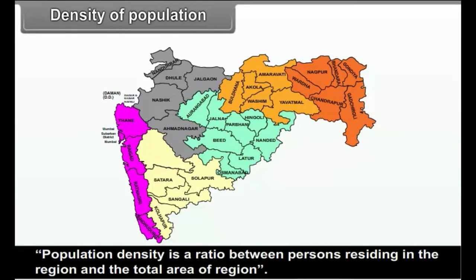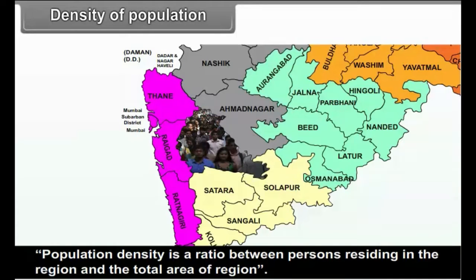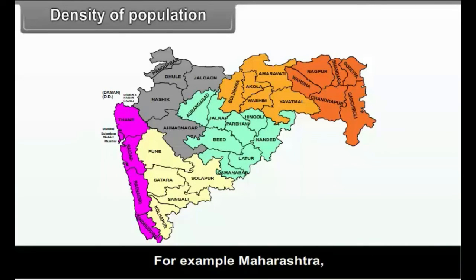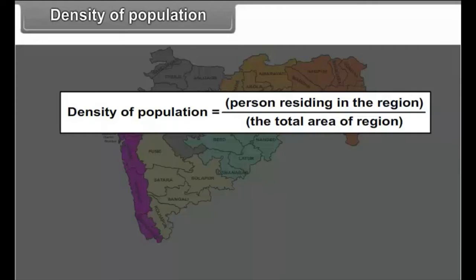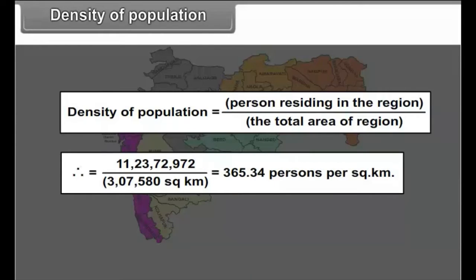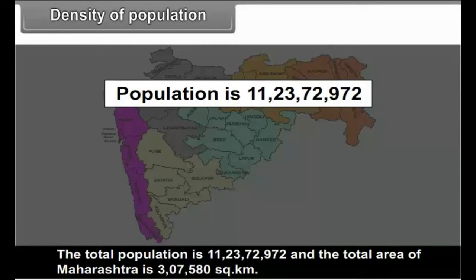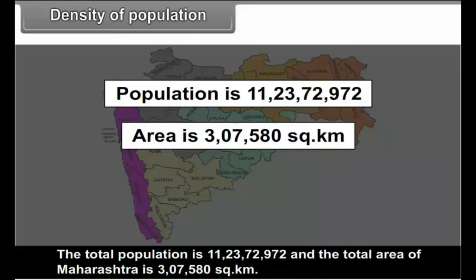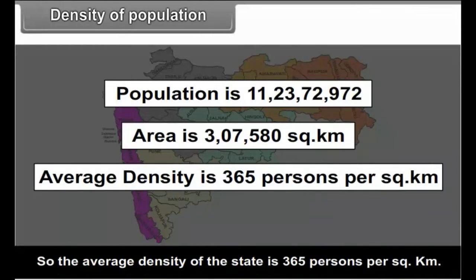7.1.1. Density of population. Population density is a ratio between persons residing in the region and the total area of the region. For example, Maharashtra. Density of population is equal to persons residing in the region upon the total area of the region. Therefore, 11,23,72,972 upon 3,07,580 square kilometers is equal to 365.34 persons per square kilometer, where the total population is 11,23,72,972 and the total area of Maharashtra is 3,07,580 square kilometers. So the average density of the state is 365 persons per square kilometer.